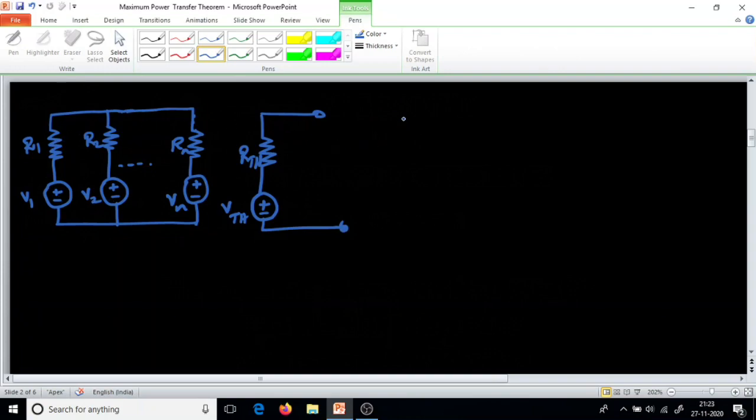Now we want to write what is V. We need V and we need RTH or R equivalent. So what is VTH? How do we find it? The voltage we can write as I into R, I multiplied by R. This we can write as I divided by 1 by R. So we will get the voltage.